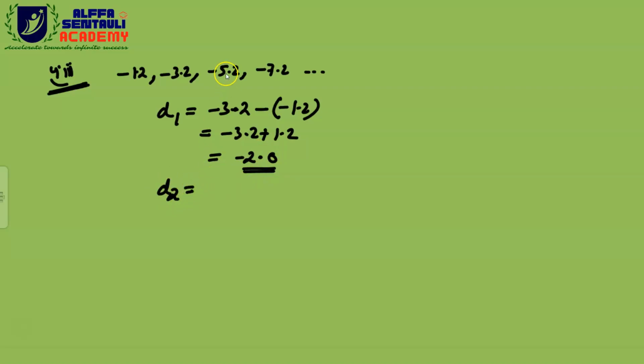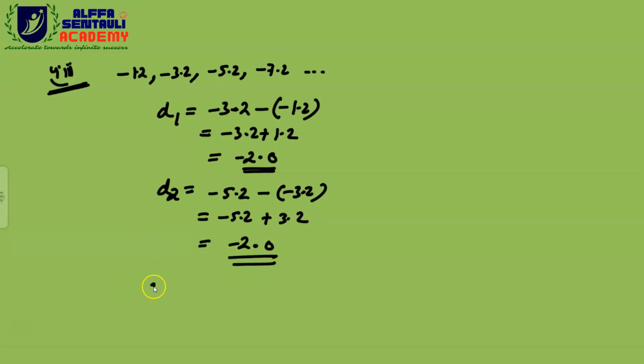Then let us find d2. What is d2, beta? −5/2 − (−3/2), correct? So this should be −5/2 + 3/2. So what should this be, beta? −5 + 3 is −2, over 2. So we get the common difference as constant, that is d equals −2/2, correct? And what is our first term? The first term is −1/2.